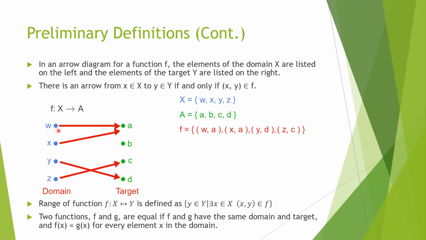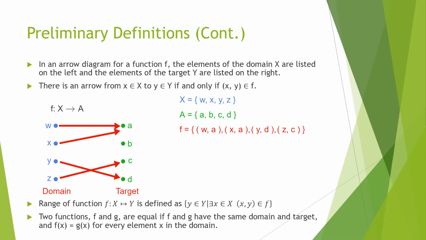And w is mapped to a because there's an ordered pair (w, a). Also, we have an arrow from x to a, which means (x, a) is in f. We have two more arrows, one from y to d, the other from z to c, because we have two ordered pairs (y, d) and (z, c) in function f.